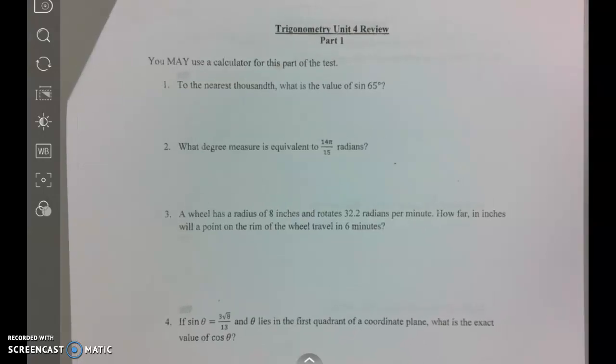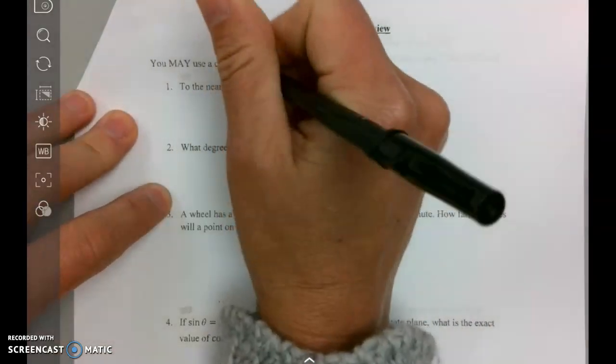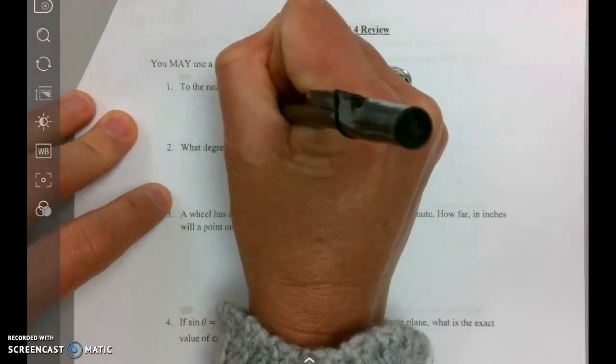This is our practice test for Unit 3, which is Chapter 4A, so it's the first half of Chapter 4 in the book. And of course you can use a calculator for the entire test to the nearest thousandth. Again, I want you to remember that that's 3 decimals.